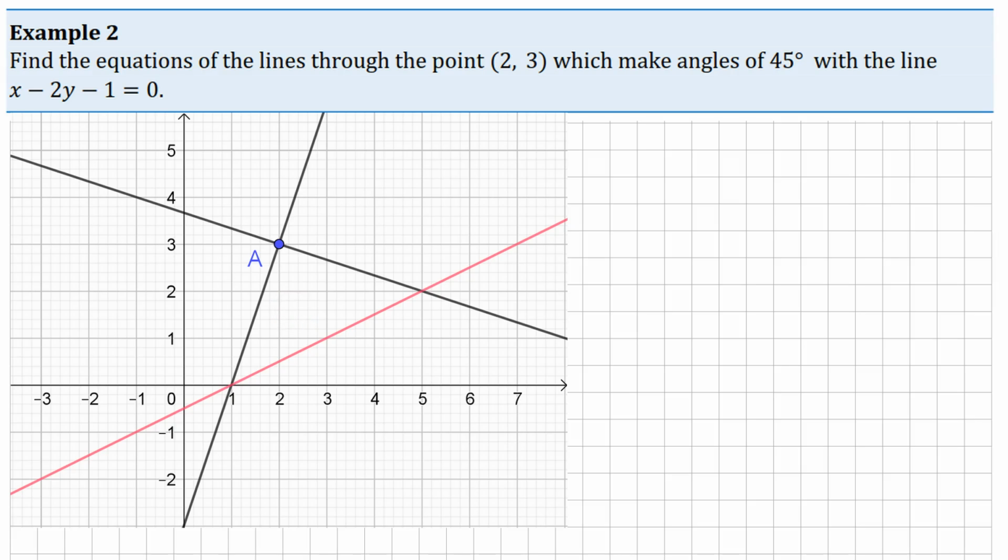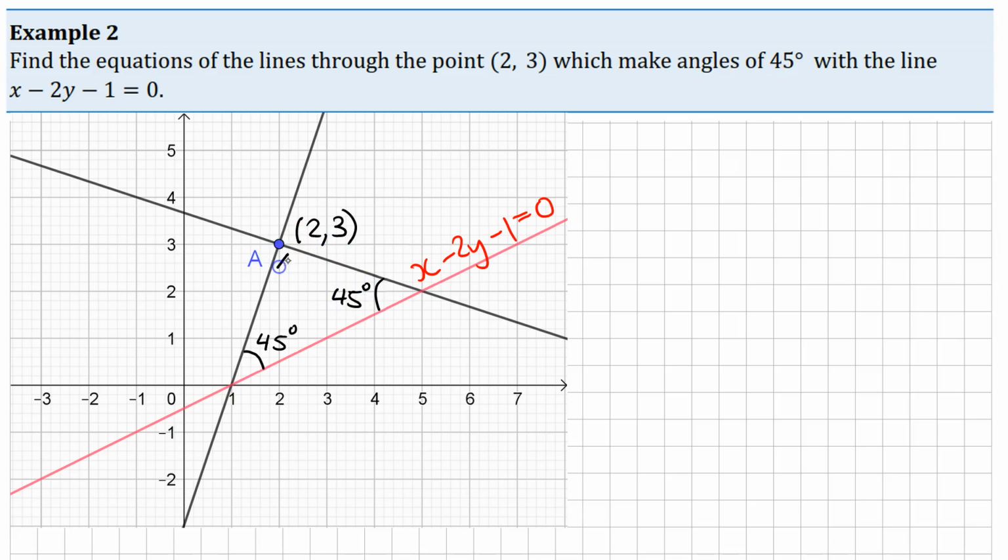So the red line here is actually 2x minus 2y minus 1 equal to 0. And the point here A is our 2, 3. So what we're going to end up with is the equation of these two black lines. Now, it should be no surprise, if you look at this, you can see that there's a triangle in here. So it should be no surprise if they're both making an angle of 45 degrees. There's one of them there, and there's another one of them there.